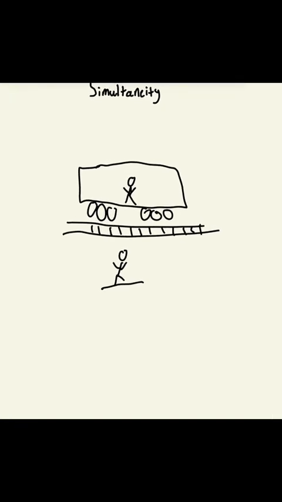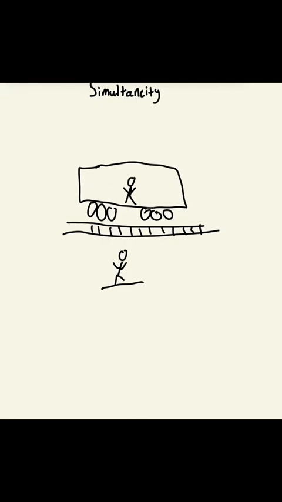If two events are observed as occurring at the same time in one frame of reference, they may not be simultaneous for an observer moving relative to that frame. That's because the speed of light is constant for all observers, and differences in motion affect how time and space are measured. It's a lot to imagine, so we'll go through an example.